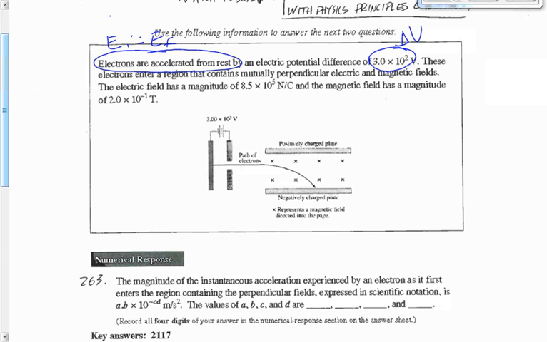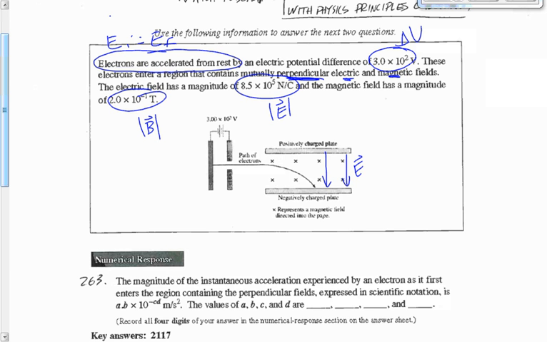These electrons enter a region that contain mutually perpendicular electric and magnetic fields. The electric field has a magnitude of 8.5 times 10 to the 5, and the magnetic field has a magnitude of 2.0 times 10 to the negative 1. Okay, that's about all the notes that I think I can make there. Maybe I want to draw the electric field. The electric field is down the page.